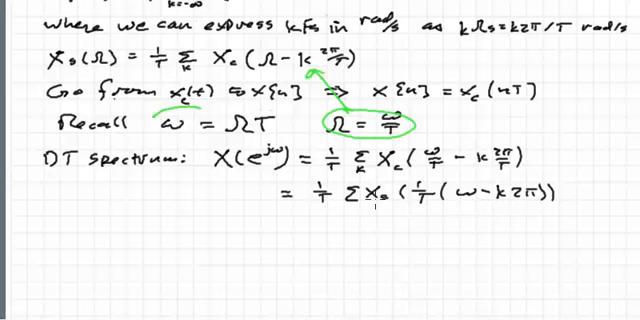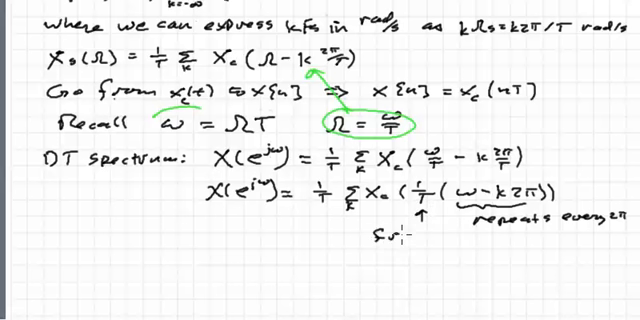All right, this is something that we're very used to seeing. This is ω minus k 2π. This is exactly what we've seen earlier in the semester. This just means this is periodic. It repeats every 2π. Okay, so it's periodic. This is explicitly showing the frequency scaling problem that I was talking about.